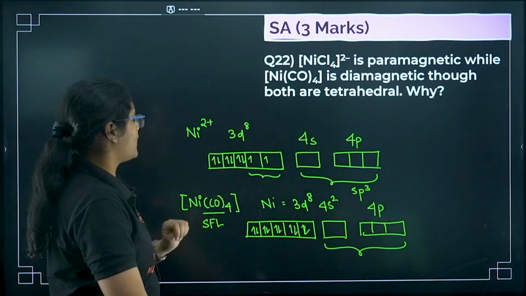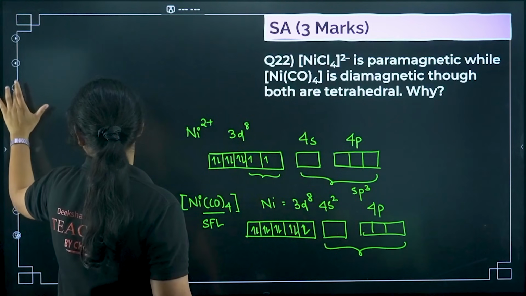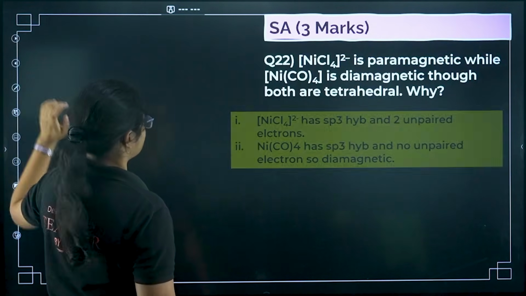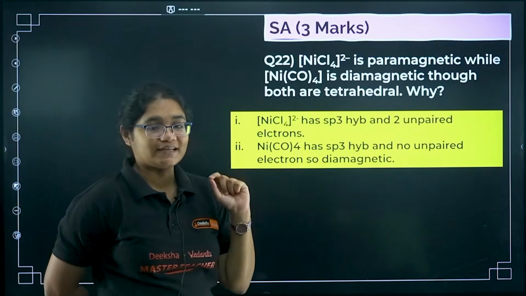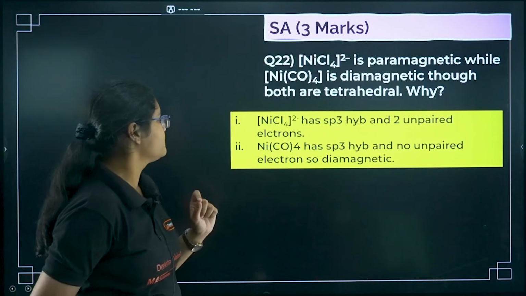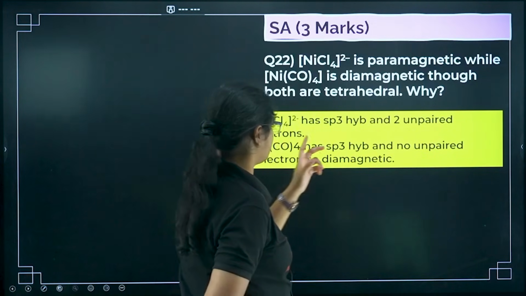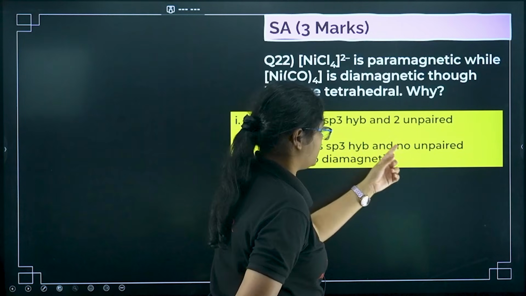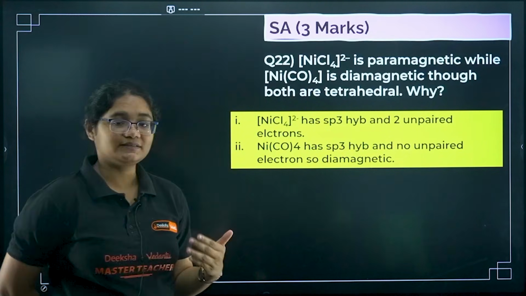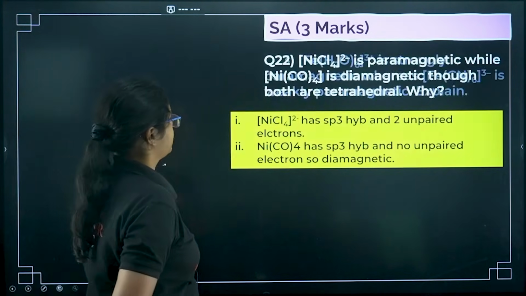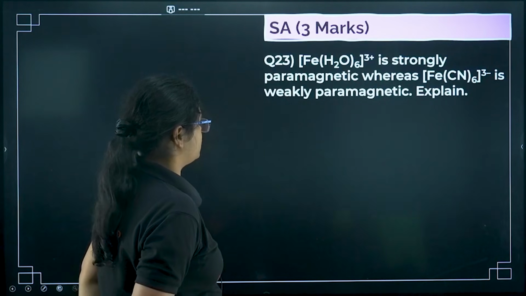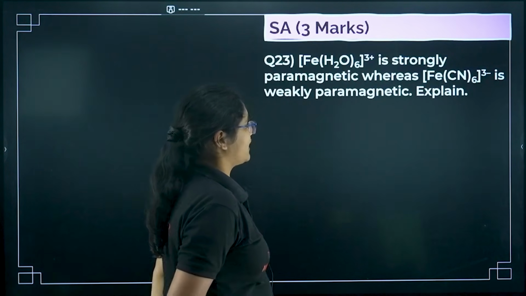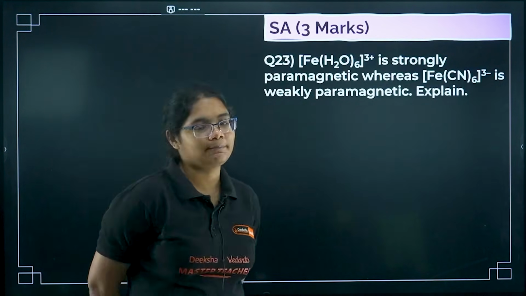Okay, so understood. Now how to write this answer? You have to simply write down that NiCl4 has sp3 hybridization, and it has 2 unpaired electrons, so that is why it is paramagnetic. Ni(CO)4 has sp3 hybridization but no unpaired electrons, so it is diamagnetic. Okay, next is Fe(H2O)6 is strongly paramagnetic, whereas Fe(CN)6 3- is weakly paramagnetic.